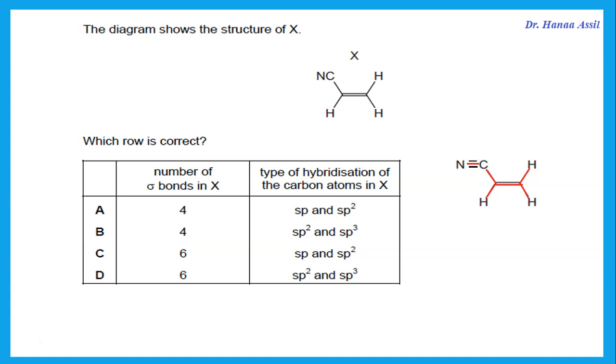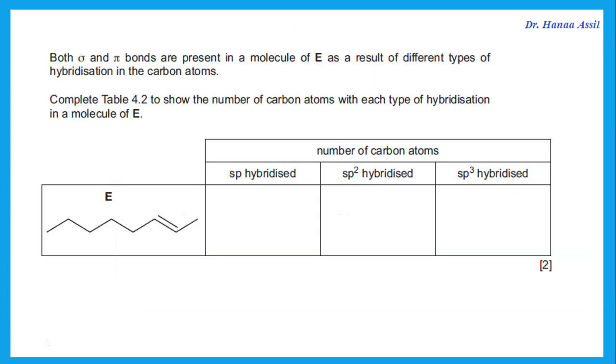So my answer is C or D. Now, what type of hybridization? That depends on what the carbon is doing. If the carbon is making a triple bond, that means we need 2 pi bonds, then my hybridization is sp. A double bond means the carbon is making 3 sigma bonds, so it needs 3 electrons, so sp2 hybridization, so my answer is C. Both sigma and pi bonds are present in this molecule.